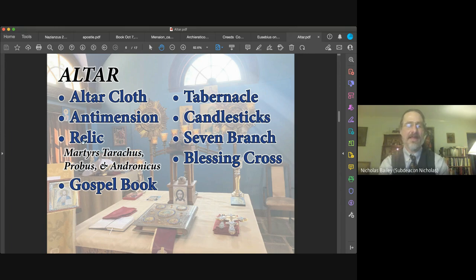We'll talk about the antimension, the relic, and in the case of our church, Father talked about this about a month ago because we celebrated the feast day of the martyrs Caracas, Probus, and Andronicus. Their relics are sewn into the antimension. Then the altar, the tabernacle, the candlesticks on either side, the seven branch, and the blessing cross.